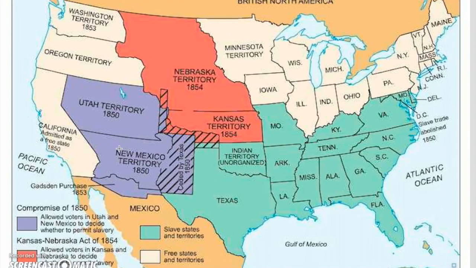Following the Compromise of 1820, a lot of land is added to the United States, including Texas being admitted as a slave state, and there's a large tract of land added to the United States in the Treaty of Guadalupe Hidalgo, which was our settlement following the war with Mexico.